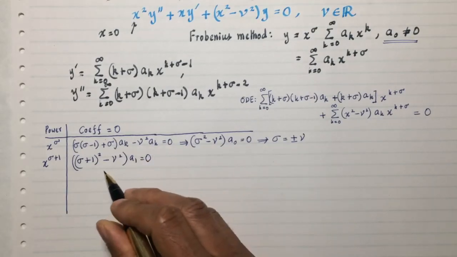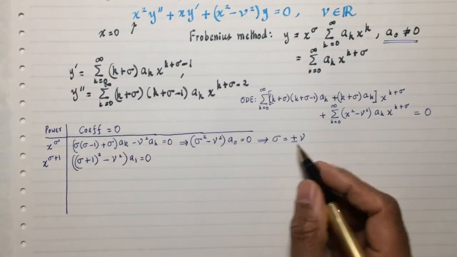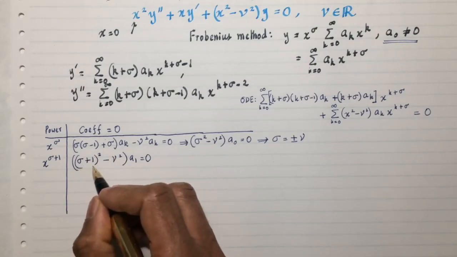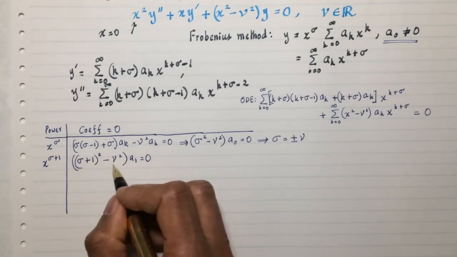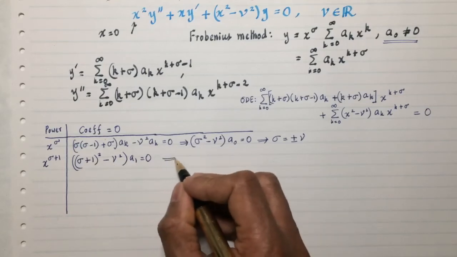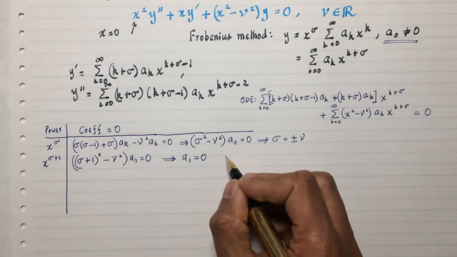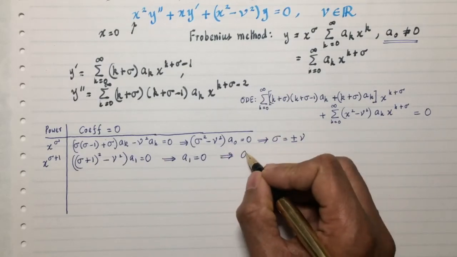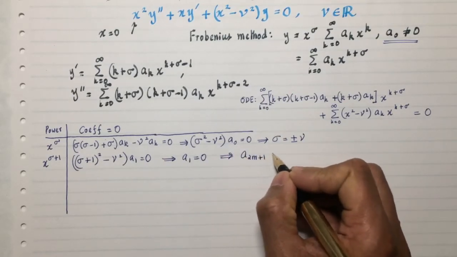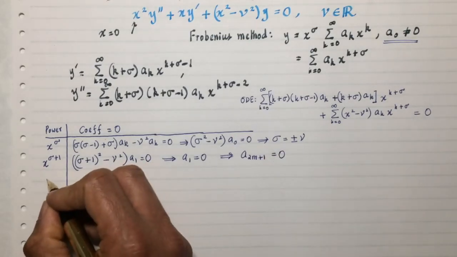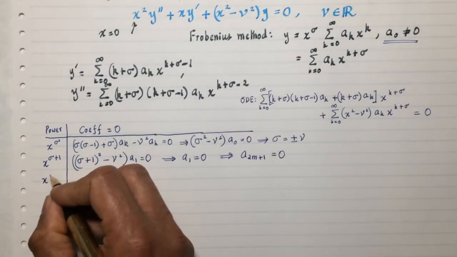Now here, if sigma is equal to plus or minus nu, this term cannot be 0, because this is going to be plus or minus nu plus 1 whole squared, and that's going to be different than nu squared. So our conclusion is a1 equal to 0. And later on we'll see this implies all the odd coefficients will be 0. For now we'll just take that on faith, but I'll show you soon how that happens.